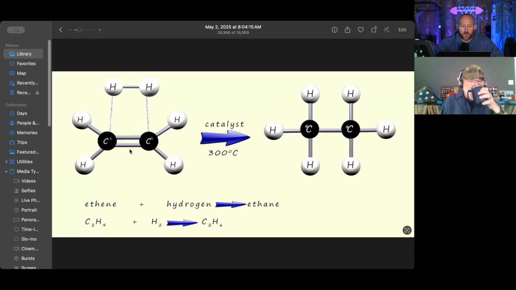Basically, what we have here, on the left side, we have this double bond between our carbon atoms. What we would do is add hydrogen to those double bonds at a certain temperature, and we would change this unsaturated fatty acid to something that looks more like a saturated fatty acid.